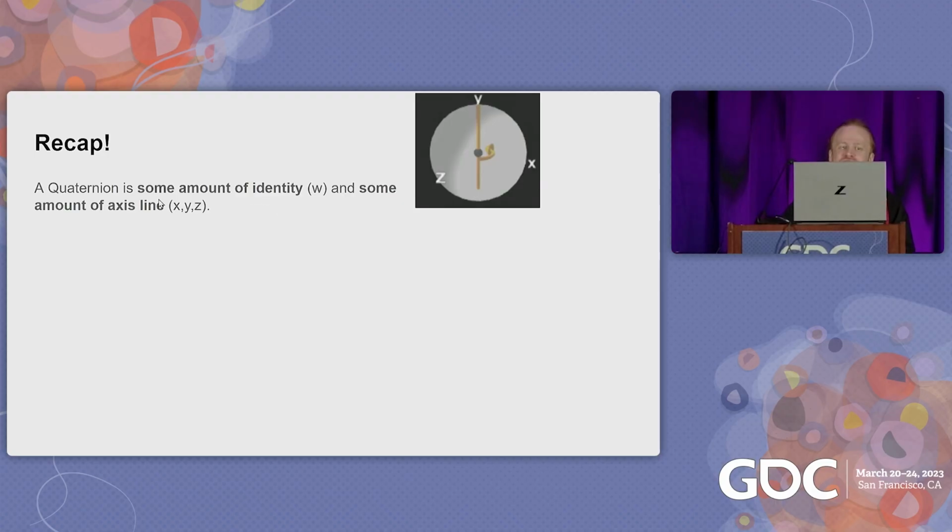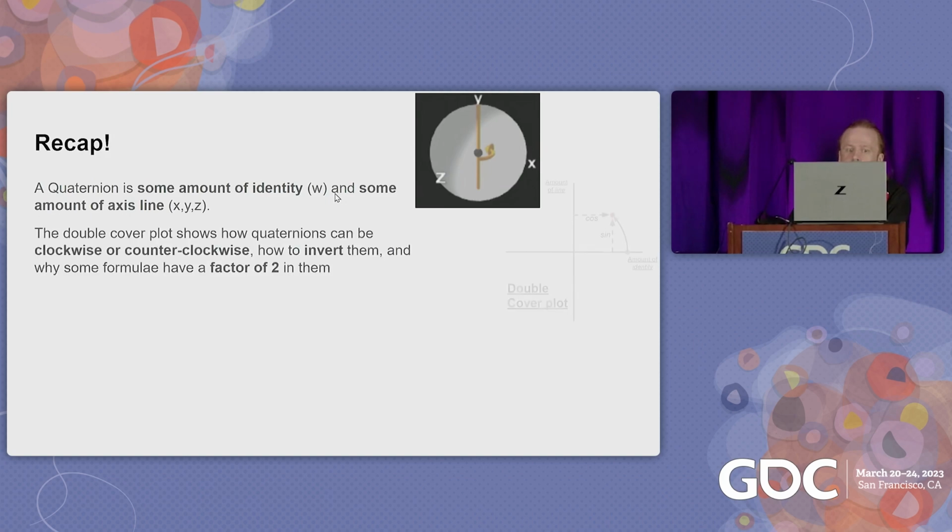So to recap this talk, a quaternion is some amount of identity and some amount of axis line, with the axis line being x, y, and z, and the amount of identity being w. The double cover plot shows us how quaternions can be clockwise or counterclockwise, and how to invert them, because you just take the point down here, and that's the opposite of the quaternion that you have going this way.